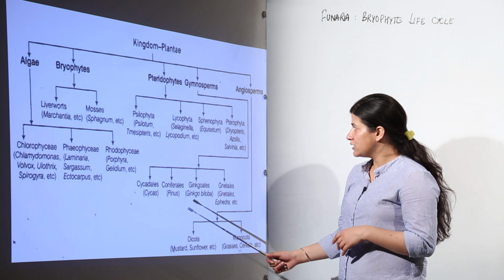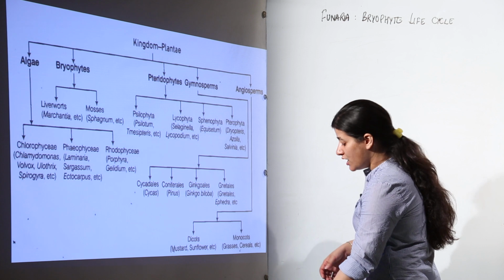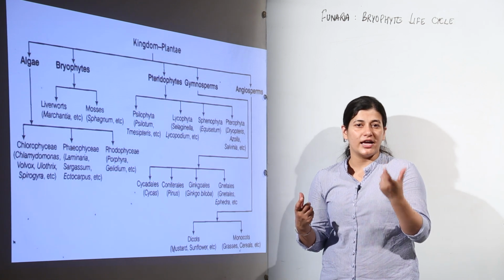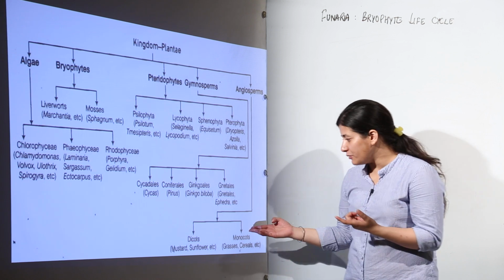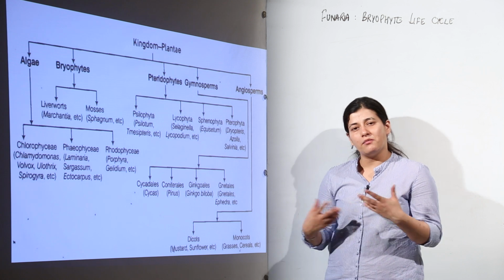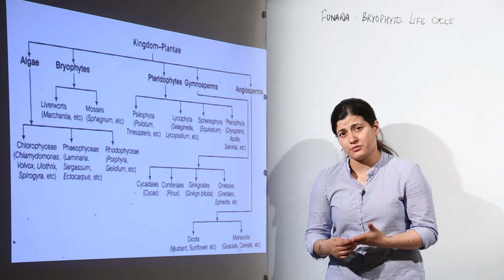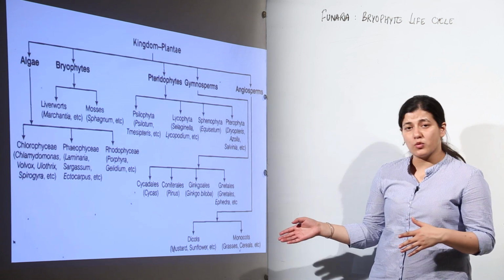And the last one is angiosperms, divided into two classes, dicots and monocots. Over here we have dicots, all those plants which have dicotyledonous seeds, or we can say which have woody stems. So we have examples of mustard, sunflower, mango and apple. There are umpteen examples which can be quoted in the case of dicots, and the same is true in the case of monocots.